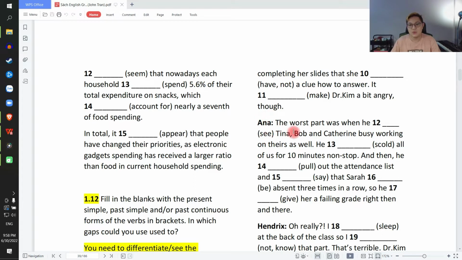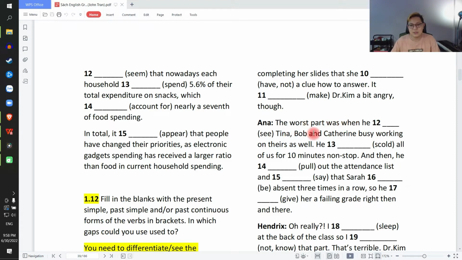Okay, number 12. The worst part was when he. Number 12 is he saw Tina, Bob, and Catherine busy working on theirs as well. So the action see, saw, seen is basically another simple completed action, not continuous. Cái hành động nhìn thấy nó chỉ bụp cái xong, nó là hành động mà không thể kéo dài được. Nó chỉ có là hành động đơn lẻ hoàn thành rồi quá khứ thôi, cho nên là saw.